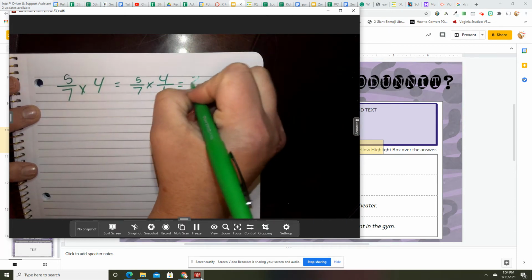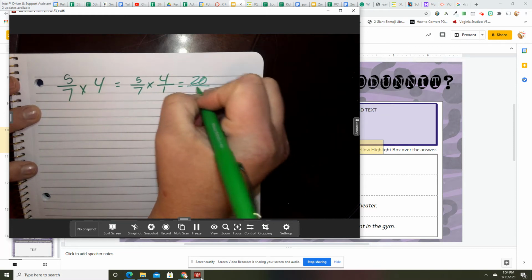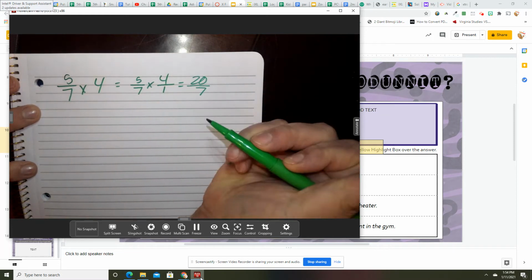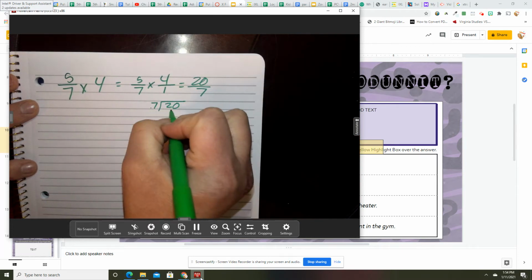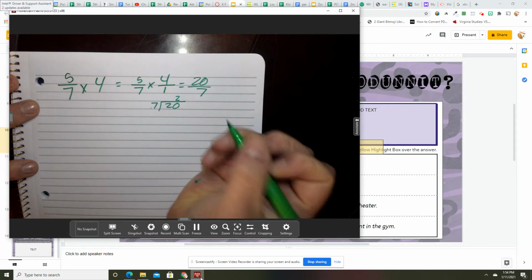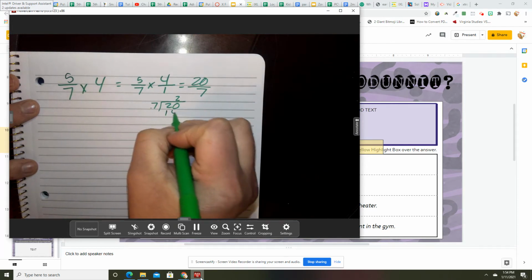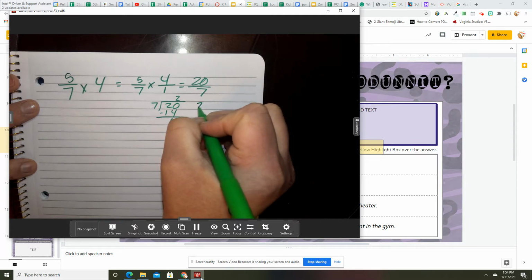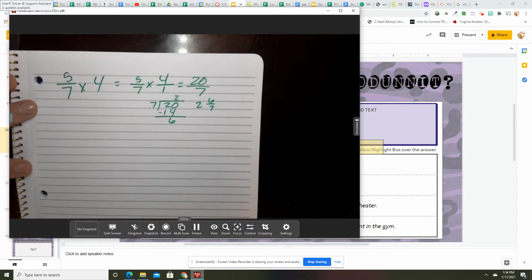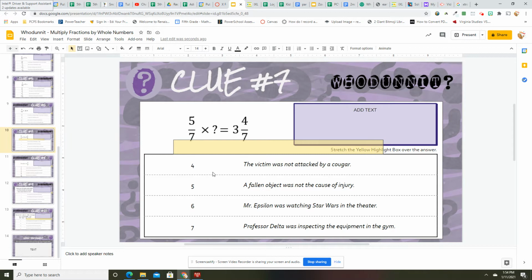5 times 4 is 20. 7 times 1 is 7. I can't leave it like that. I have to turn that into a mixed number, so I'm going to divide. 7 goes into 20 2 times. 2 times 7 is 14, and your leftover will be 6. So your answer is 2 6/7. That is not the answer that we want here, so we will choose 5.